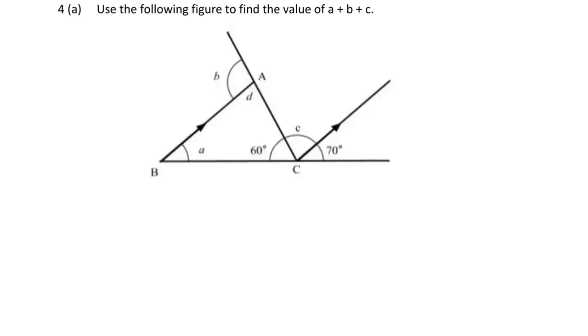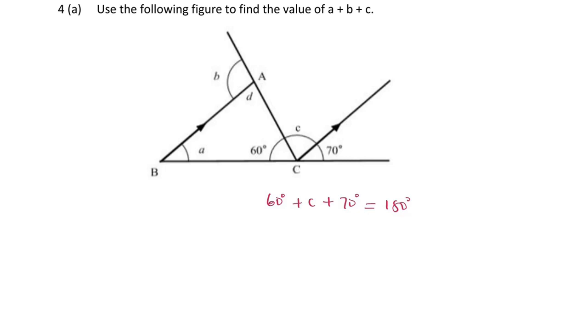Question number 4, part A. Use the following figure to find the value of A plus B plus C. So we've been given the following figure there. Okay, so this is a geometry problem. To find the sum of A, B, and C, first we are going to find the value of each angle. From the figure, 60 degrees plus C plus 70 degrees equals 180 degrees, since all these angles are on a straight line.